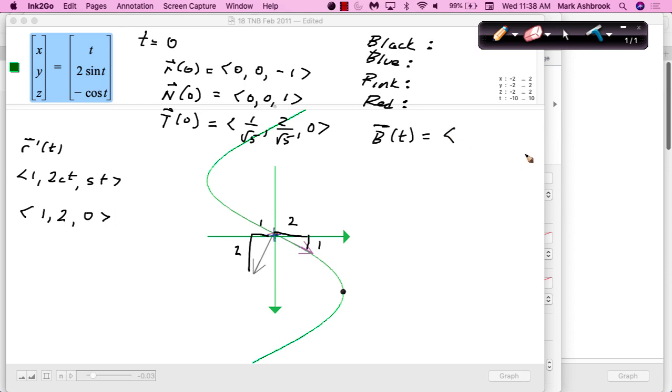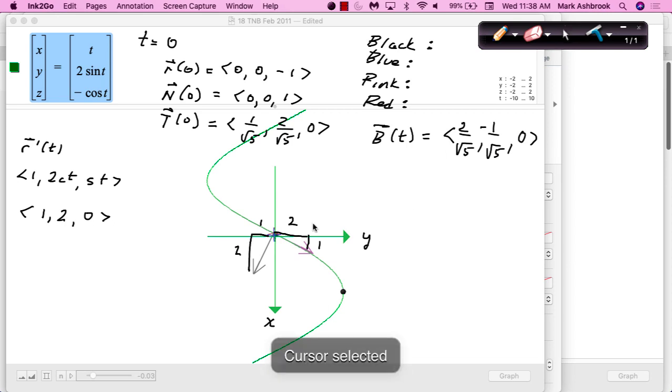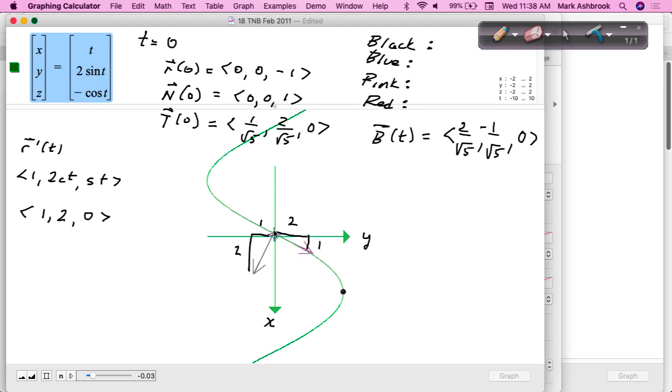What will it be? Now notice that the positive x is here, positive y is here. So our x coordinate would be positive 2 over radical 5. The y coordinate would be negative 1 over radical 5, and 0. So that's what I mean by reasoning about that.